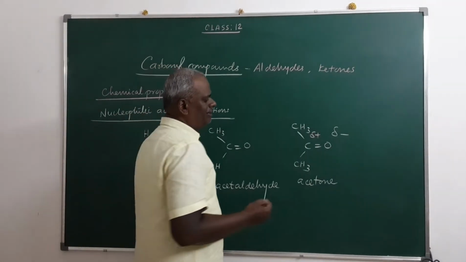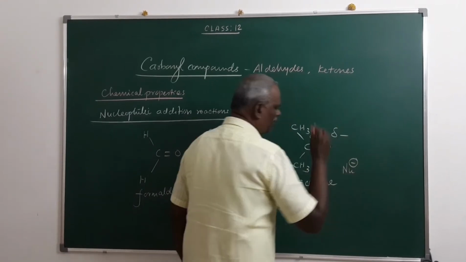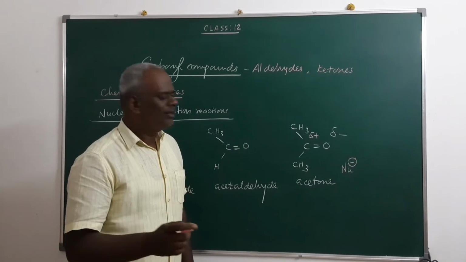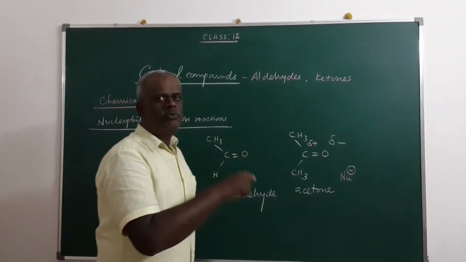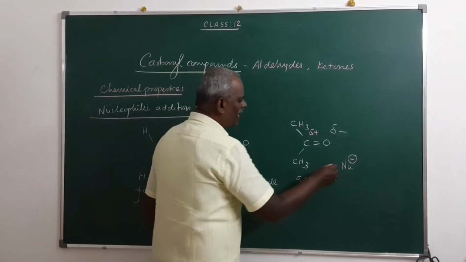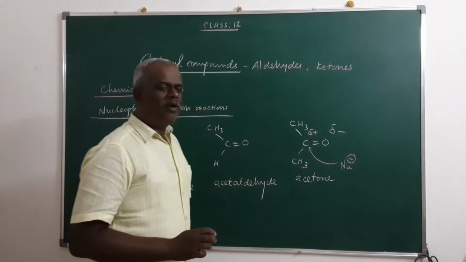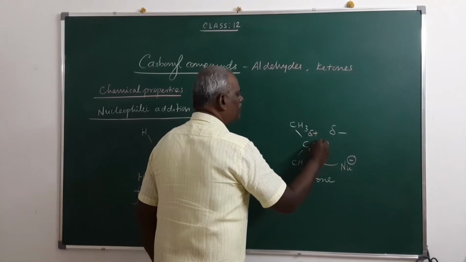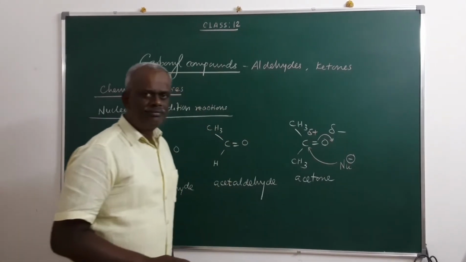In this condition, if you supply the nucleophile, we know what is called a nucleophile. The group of atoms which carry a negative sign, the electron rich species, is said to be the nucleophile. So the nucleophile can attack this carbon. While attacking, what is happening? The pi bond between the carbon and oxygen breaks and the electrons will be carried by the oxygen.